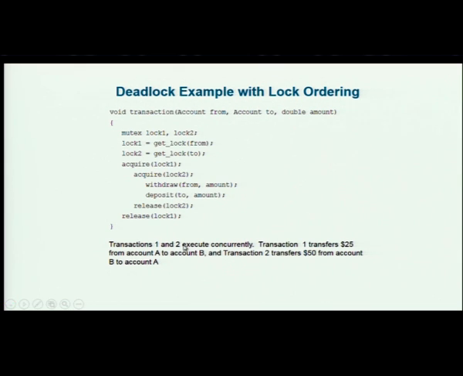You get one lock before transactions 1 and 2 are executed concurrently. Transaction 1 transfers $25 from account A to B, and transaction 2 transfers $50 from account B to account A. Whenever account A is being accessed, nothing else is accessing account A. It is locked before anything happens. Only after the entire transaction with account A is complete, it is unlocked. Whoever gets to that transaction first will go ahead.